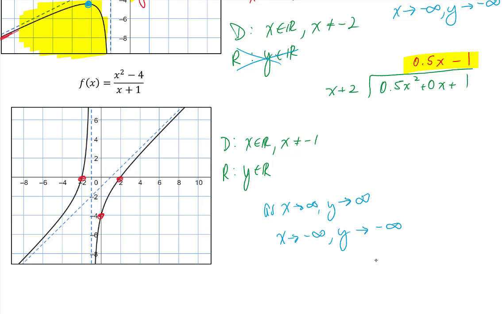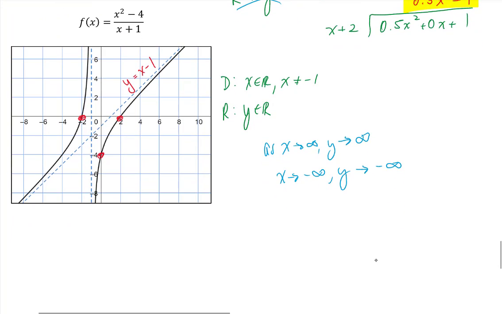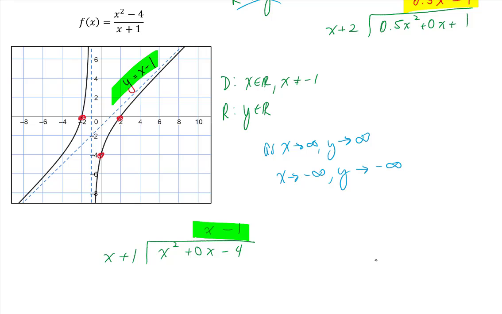So while this doesn't have a horizontal asymptote, we see that it starts to follow the trend of this dotted line, y equals x minus 1, or what we call an oblique asymptote. And if you wanted to find that equation, you would take your x squared minus 4, and you would divide it by x plus 1. And you see you would end up with x minus 1. So there is x minus 1. There is our oblique asymptote. They are the same equation.